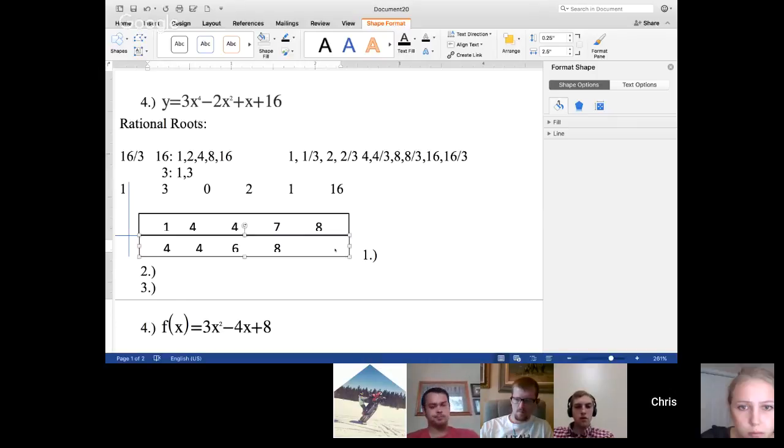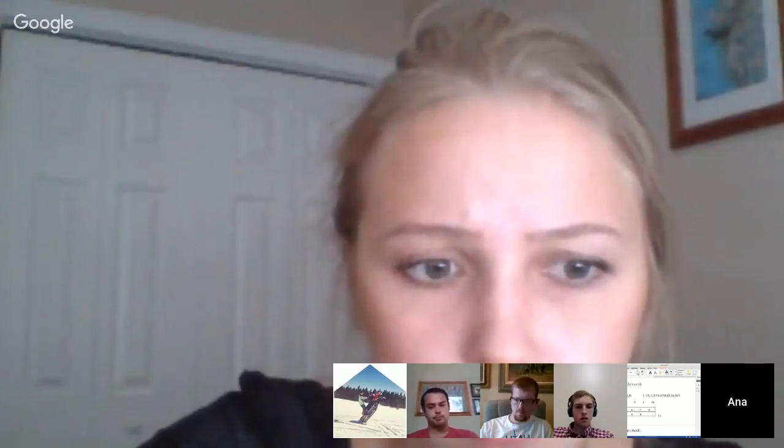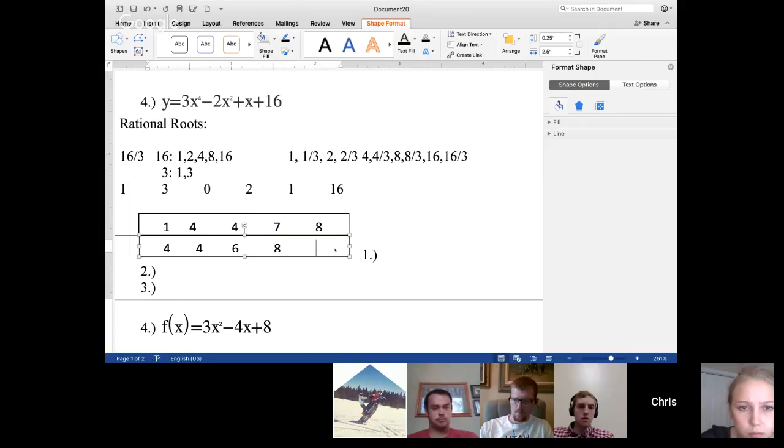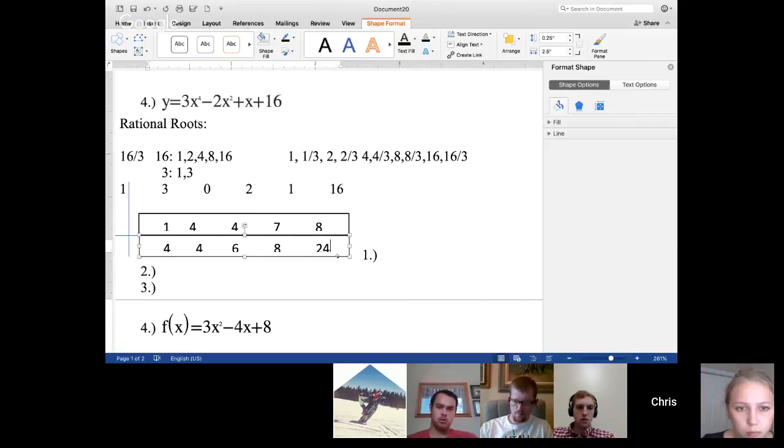So we know this was not a root because 24 minus 8 does not equal 0. So the idea, I guess, is you're trying to get a 0 right there.